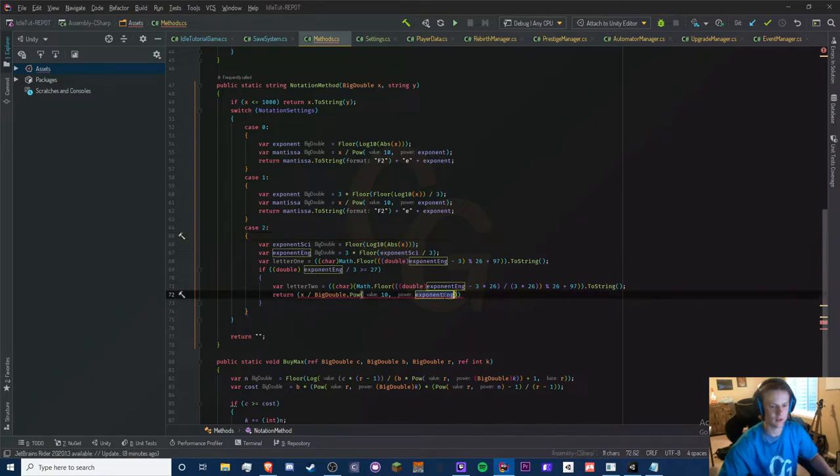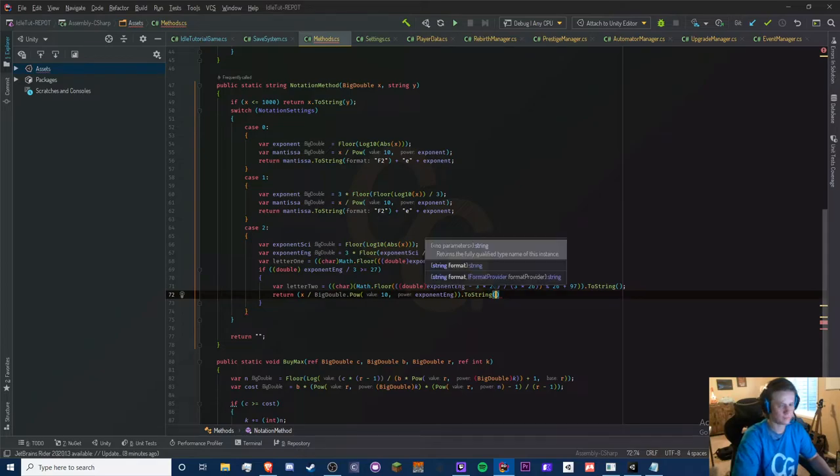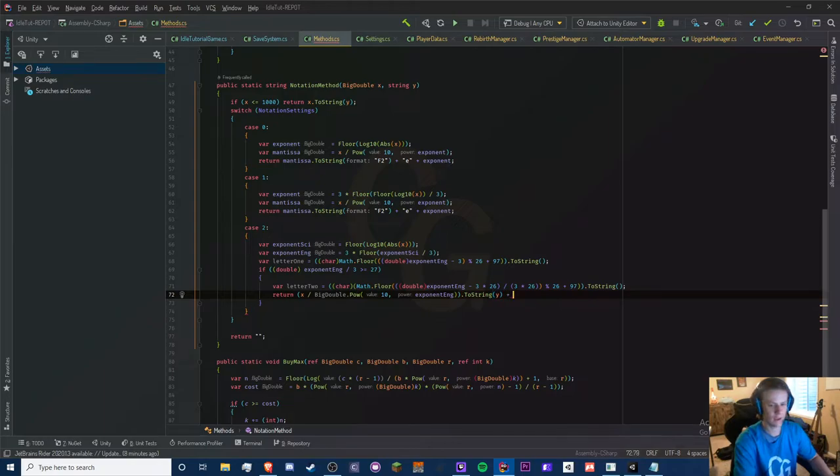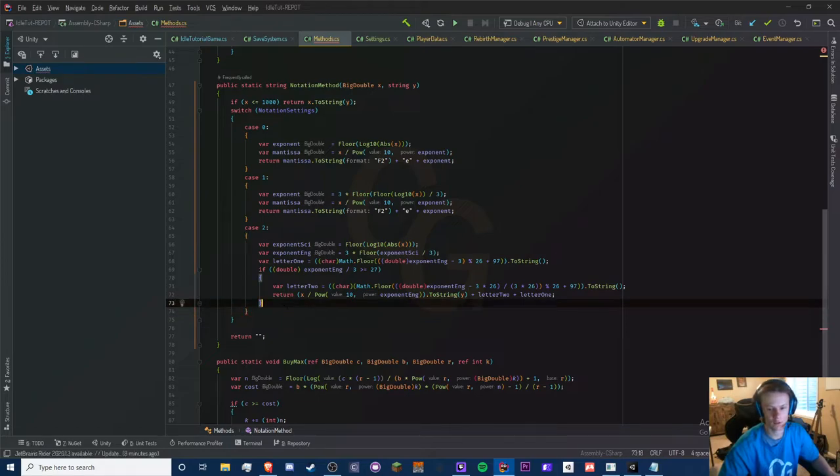Then we divide this by, we're going to ToString this. So we do x divided by big double pow, this right here, we're getting our exponent. Or this is our mantissa. ToString, and then our digits, which is y. And then we add letter 2 and letter 1. Oh yeah, this is just pow. For my case, because I'm using big doubles, and I simplified it earlier, people still kind of get confused by that.